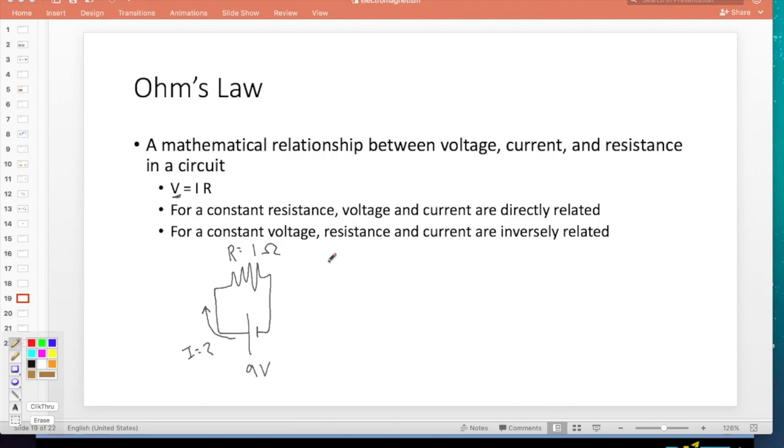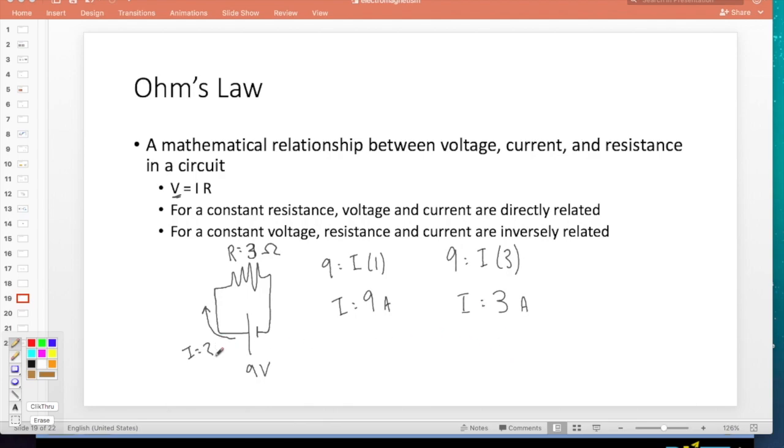Well, V equals IR. My V is 9. I don't know my current. I'm trying to find it. And my R is 1. Once again, the current there is going to be 9 amps. What if I change this to a 3 ohm resistor? So I've increased the resistance. V equals I times R. My resistance is now 3. What is my new current going to be? It's clearly going to be 3 amps. My current has gone down.